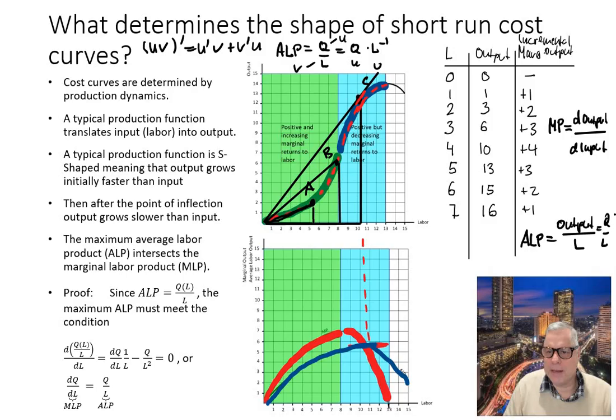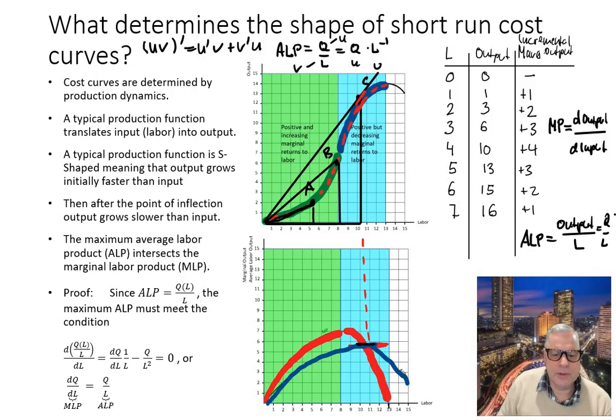Minus, because we do v prime times u, minus 1 times L raised to the negative 2. So for this term we get minus 1 over L squared, but we still have the Q here, times Q. And in the maximum, that slope needs to be 0, right? So the slope here is 0. Therefore dq over dl times 1 over L has to be equal to 0.